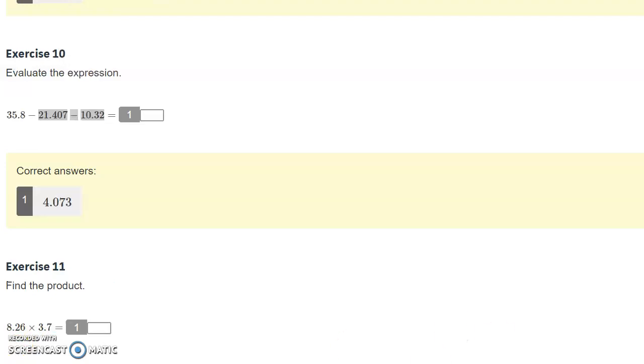Number 11 is also pretty easy. Just go ahead and take that number and multiply it by the second number, and then count your decimals and put them in place. So you're going to need 3 decimals at the end of that problem.